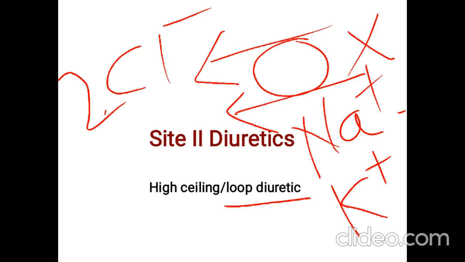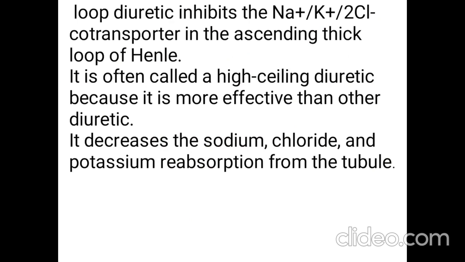Hence, this site 2 diuretics are responsible to excrete 2 chlorides, one sodium, one potassium. It is much more than any other site diuretics. So they are also called high ceiling diuretics. They have the highest activity as compared to the other diuretics. Hence, they are called high ceiling diuretics.